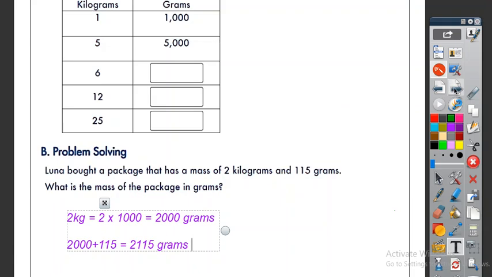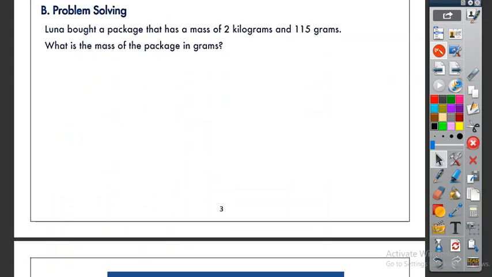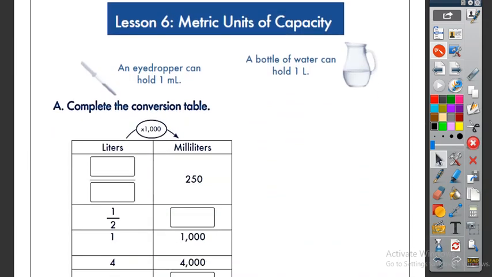Okay. Now, then we still have here the metric unit of capacity. We're gonna do the same thing. But you have to know 1 milliliter is about the eyedropper, and 1 liter is about the water that a water bottle can hold. So complete the conversion table here. You're gonna multiply this by 1000, you will get these numbers.